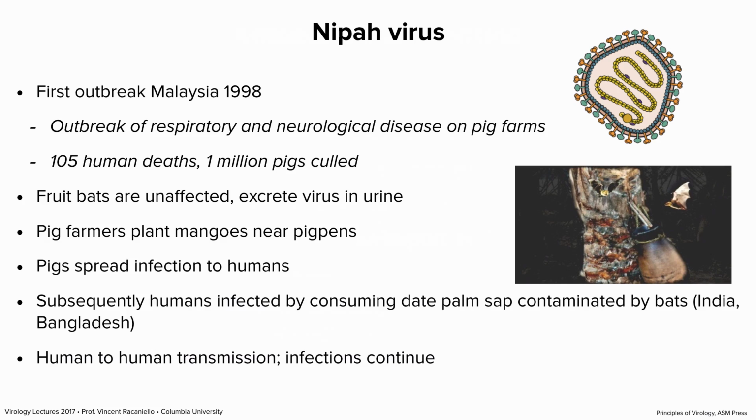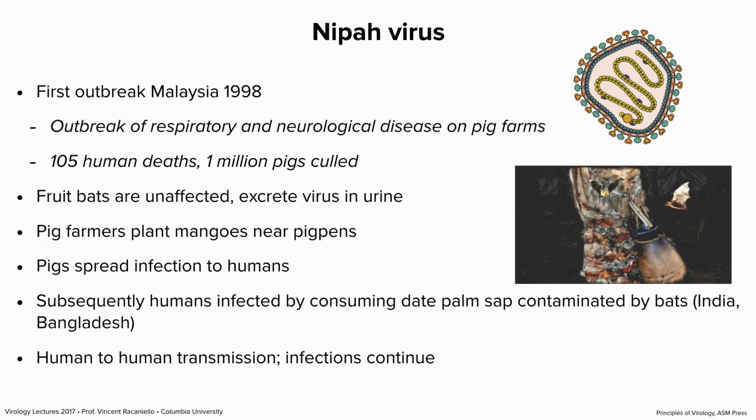So what changed here? Not only huge pig farming, but right next to the forest where the bats live. So you're moving in on the ecosystems that previously were pristine. Subsequently, it was shown in Bangladesh and India that humans could get infected by consuming date palm sap. So what people do in these areas is they put a sap collector on the palm trees and take out the sap, which is delicious and a delicacy. And many people were getting Nipah, and the common denominator was that they had drunk date palm sap.